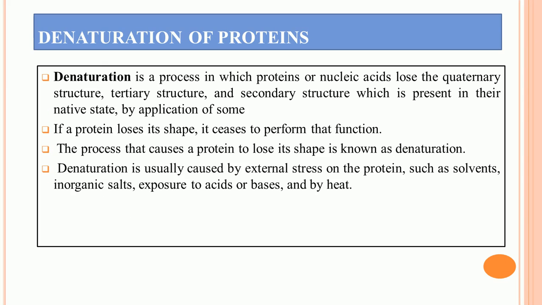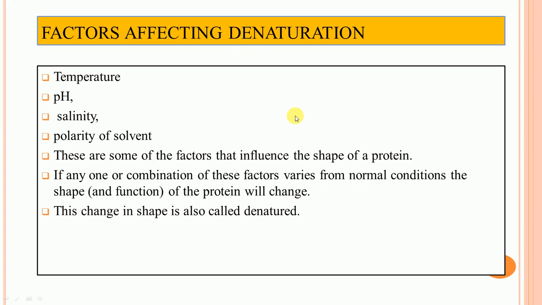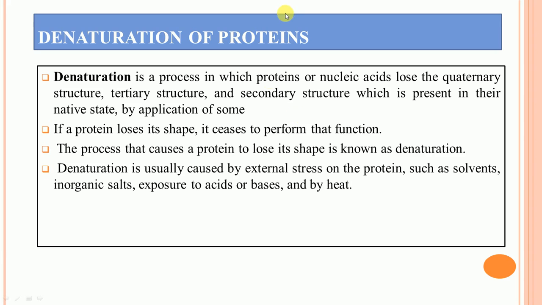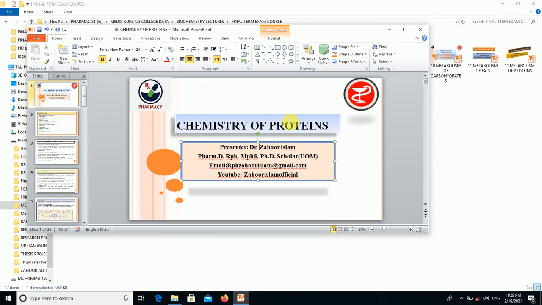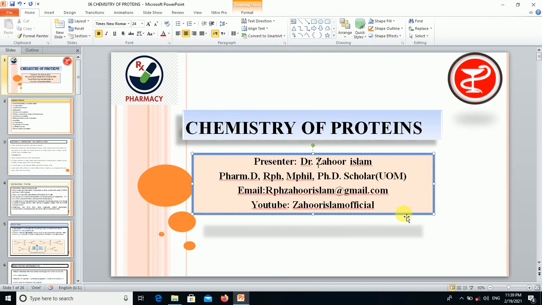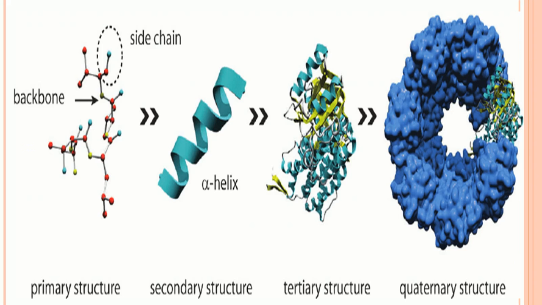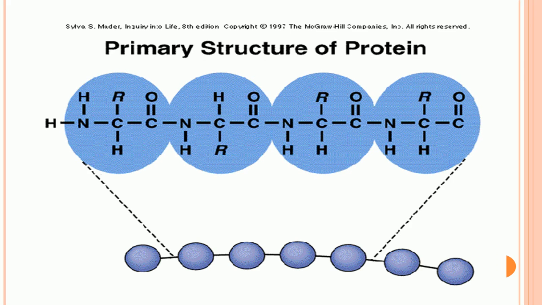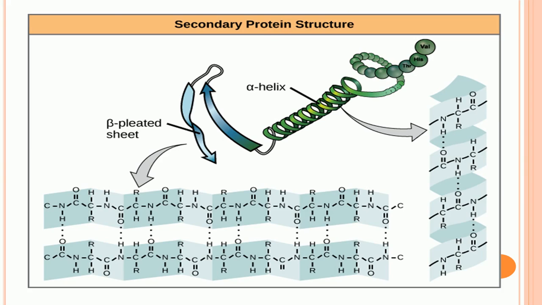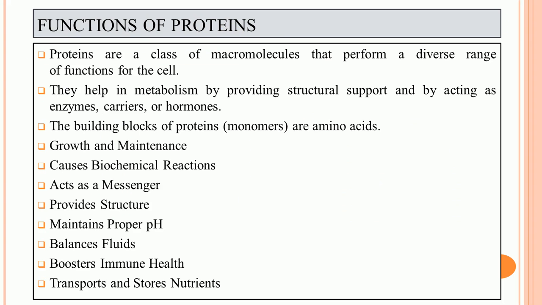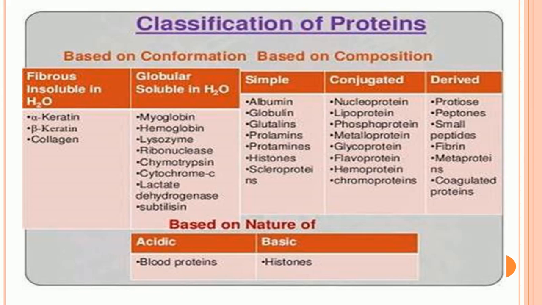Denaturation of protein is another phenomenon which occurs in proteins. Denaturation is a process in which the proteins or nucleic acids lose the quaternary structure, tertiary structure, and secondary structure, which is present in their native state, by application of some stress. All these things are very easy to understand, but it needs a little bit of practice to do it.